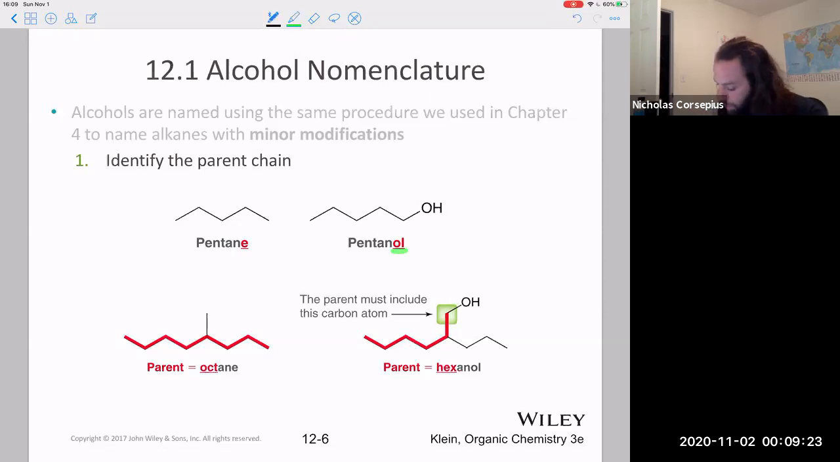So this compound without any sort of functional groups, we would find just the longest set of contiguous carbons, so it would be an octane. But as soon as we put an alcohol on this carbon here, that now has to be a part of the parent chain. So this changes to a hexanol, and in particular, this would be 1, 2, 3. So this would be 2-propyl-1-hexanol. Okay.